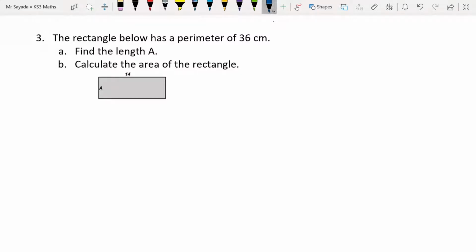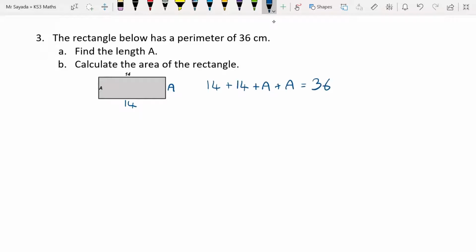So I'm going to fill in the missing lengths. So what is this length over here? Say your answer to the video now. You should have said that this length over here is also A. And what is this length over here? Say your answer to the video now. You should have said that this length is also 14. So what we have all together is 14 plus 14 plus A plus A equals 36.